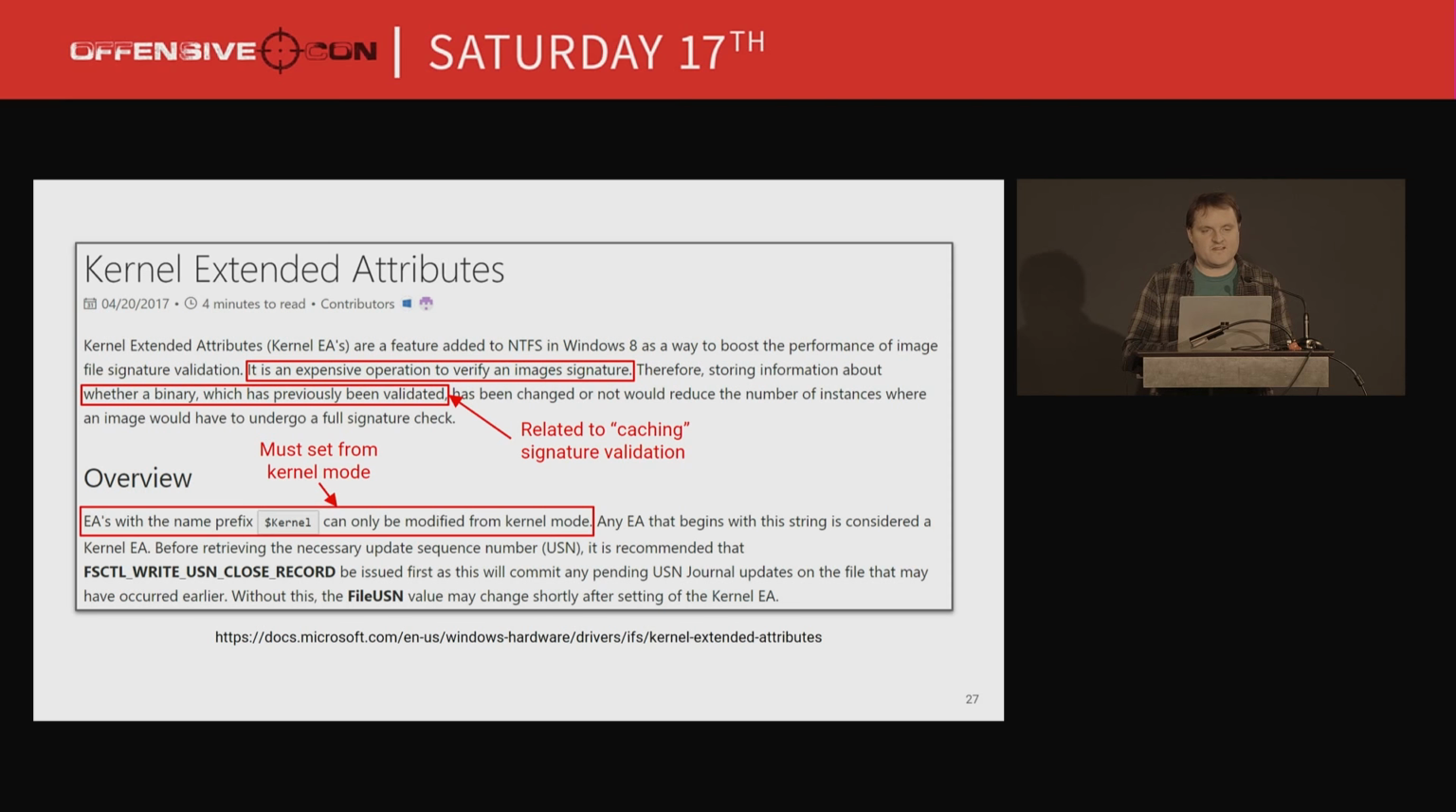Fortunately, the designers thought of this problem and tackled it in two ways. Firstly, the $kernel prefix of the name indicates that this extended attribute can only be set from kernel mode. And more than that, it can only be set from kernel mode using a special minor request code as part of the IRP. If you don't do that, it will not let you set that extended attribute. So that stops user mode just adding an arbitrary entry to a file.